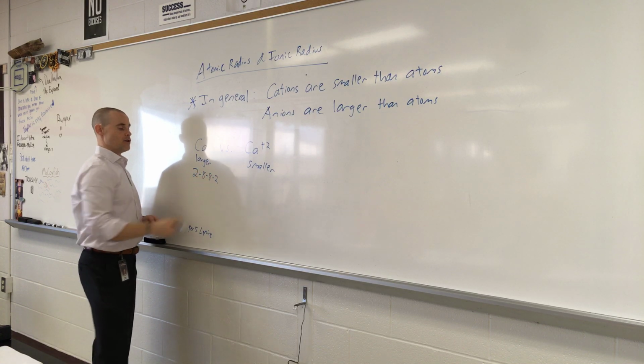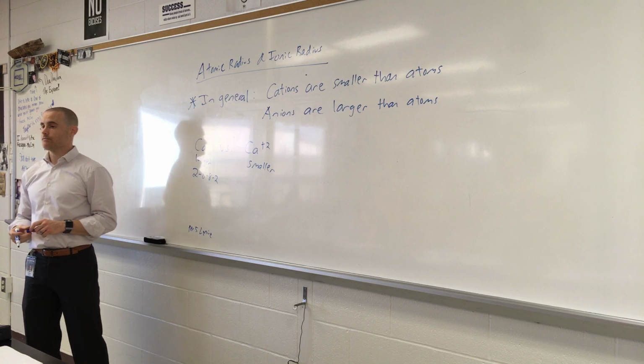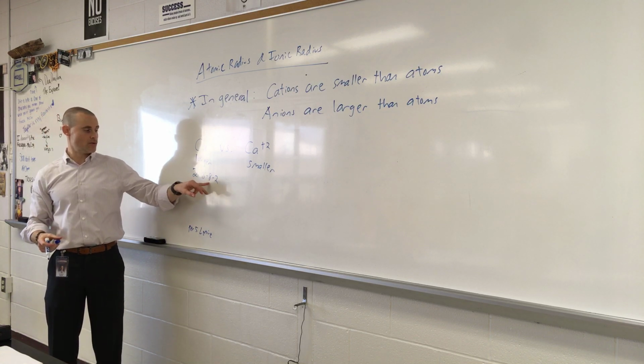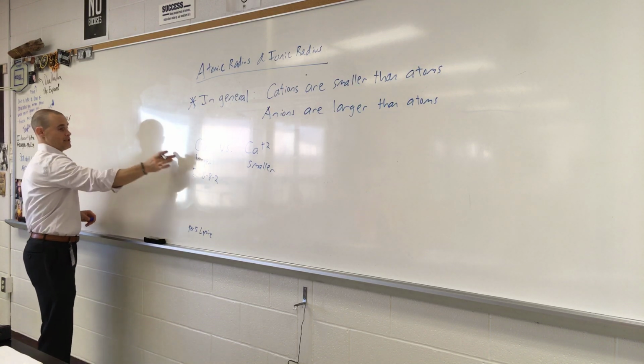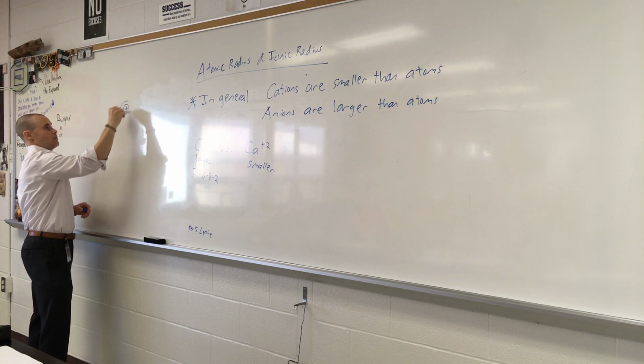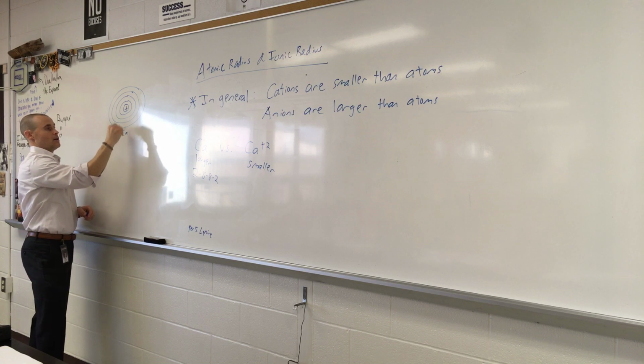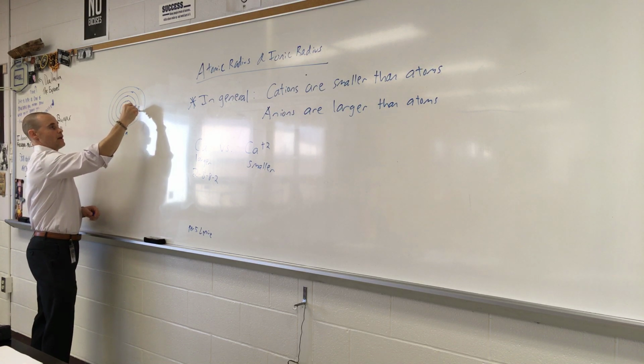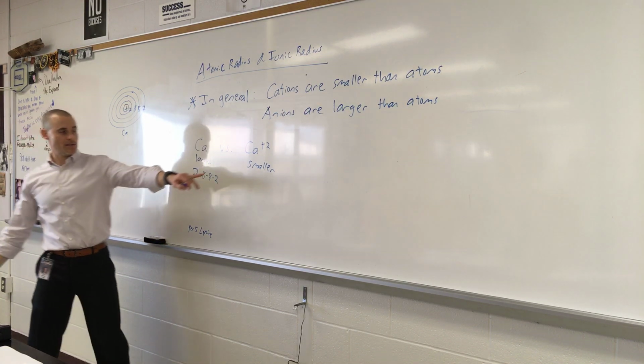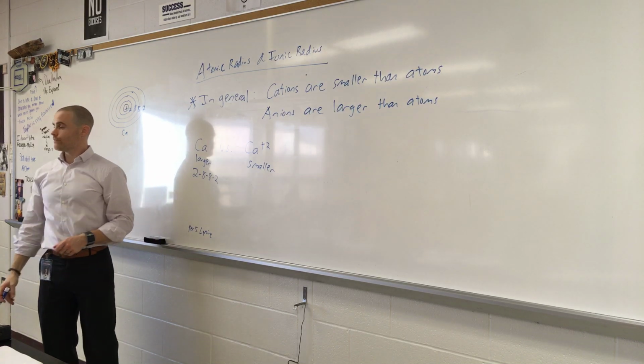2882. How many energy levels does it have? 4. 1, 2, 3, 4. So Ca would look like this. 1, 2, 3, 4. That would be Ca. And it would be 2, 8, 8, 2. What's this configuration? 288.